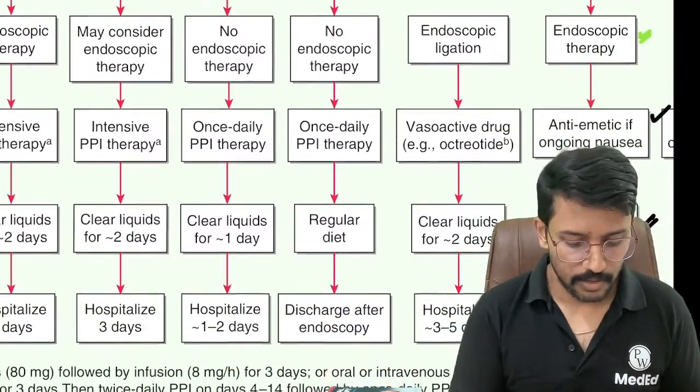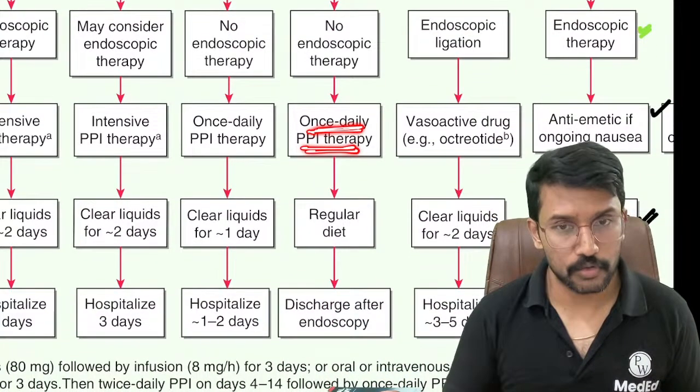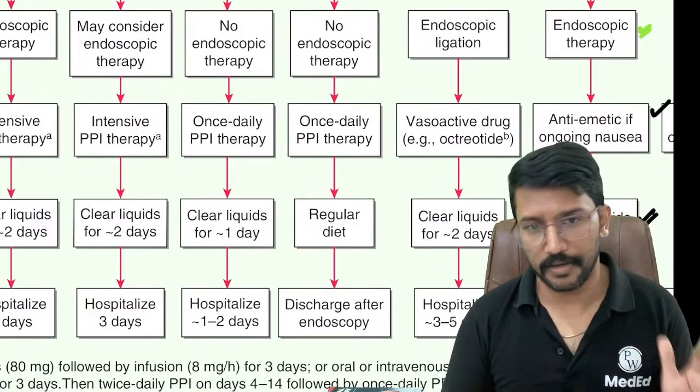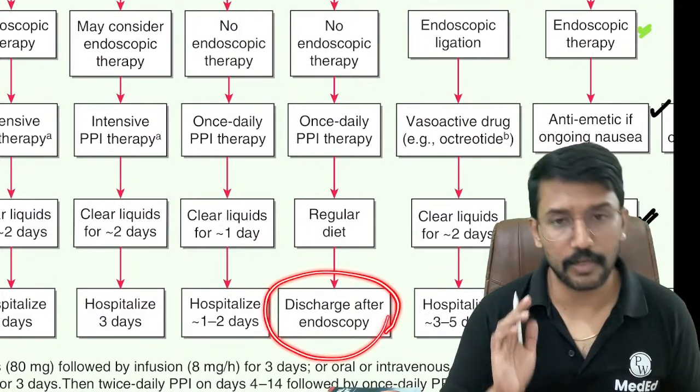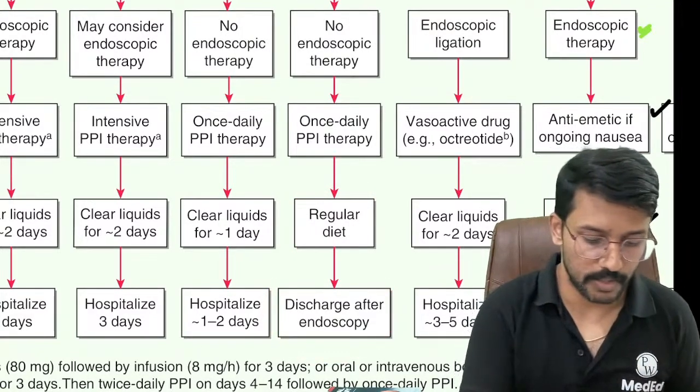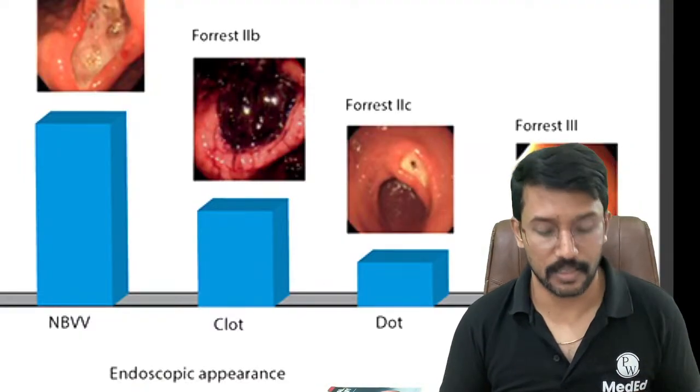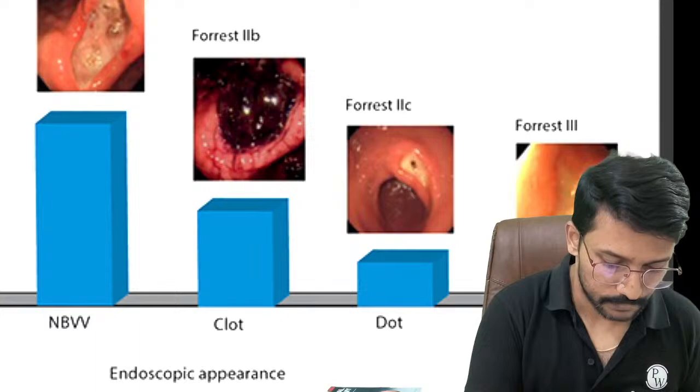All I need to do is give them daily pantoprazole treatment or any other PPI, regular diet, no dietary restriction, and I can discharge them after the endoscopy because they have a very, very low risk of bleeding, as you see from this graph, right? Clean based ulcer, that is Forest class 3C, Forest class 3, sorry.